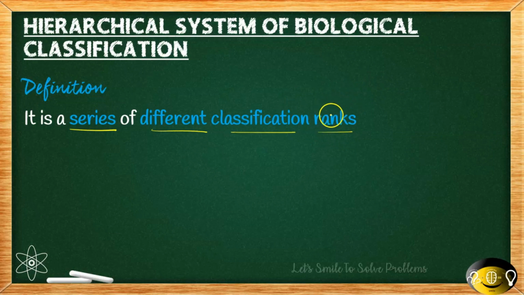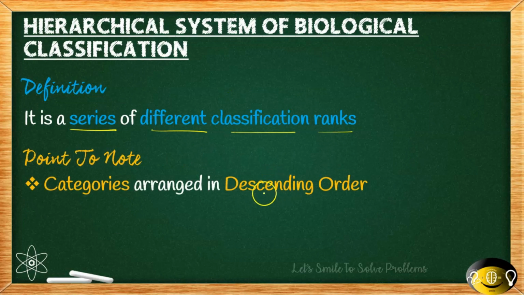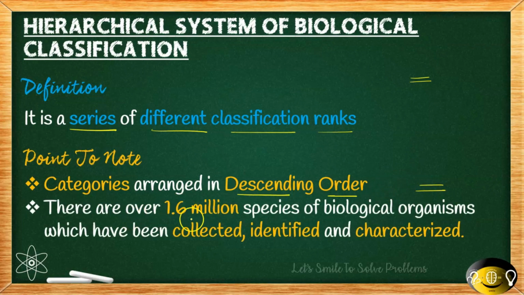Similarly, there are ranks given to a classification. Series means, like we watch web series, there is series 1, series 2, going step by step. Similarly, it is a series of different classification ranks. There are two major points to note: the categories are arranged in descending order, meaning the highest category is above and the lowest category is below. Another major fact is that over 1.6 million species of biological organisms have been collected, identified and categorized. You can write this as a fact or point to note during your examination. So try to make your notes as we move forward with the video.